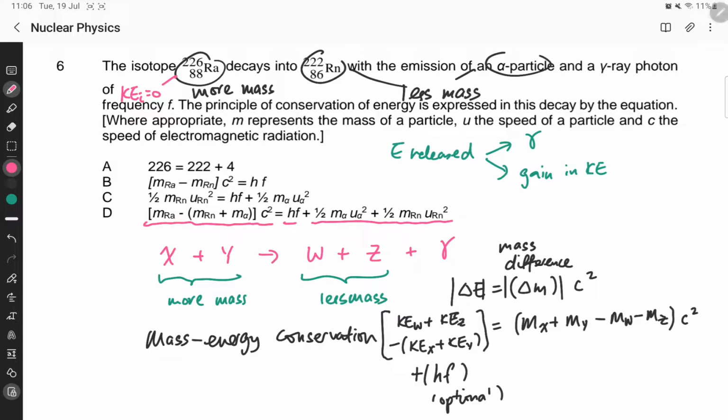Therefore, the right-hand side is more like something like this one minus 0. So the answer is D.